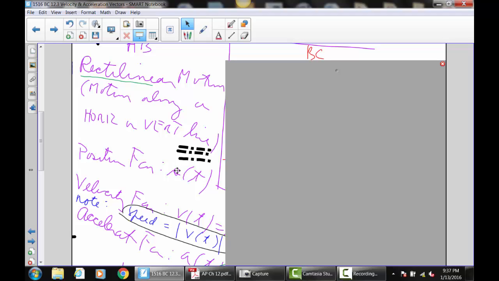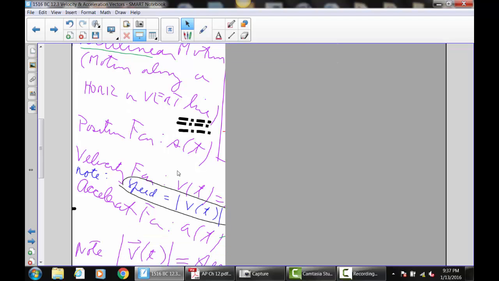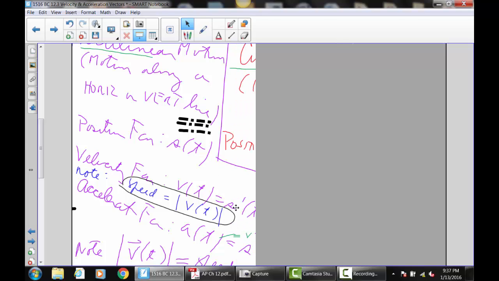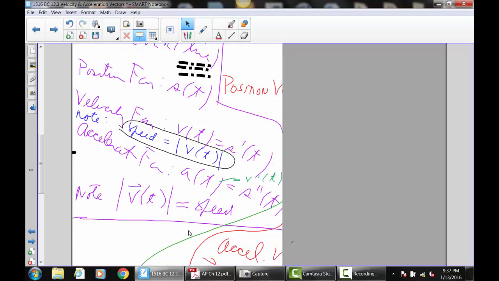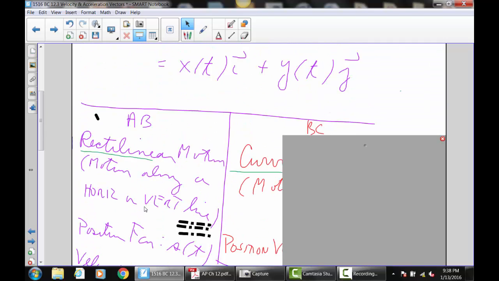So we had a position function, which last year we called s of t. The velocity function, of course, you remember, was the derivative of the position function. We refer to it as v of t. Remember, speed was the absolute value of the velocity function, and the acceleration function, of course, was the derivative of the velocity function, making it the second derivative of the position function. And again, don't forget that the speed was the absolute value of the velocity.